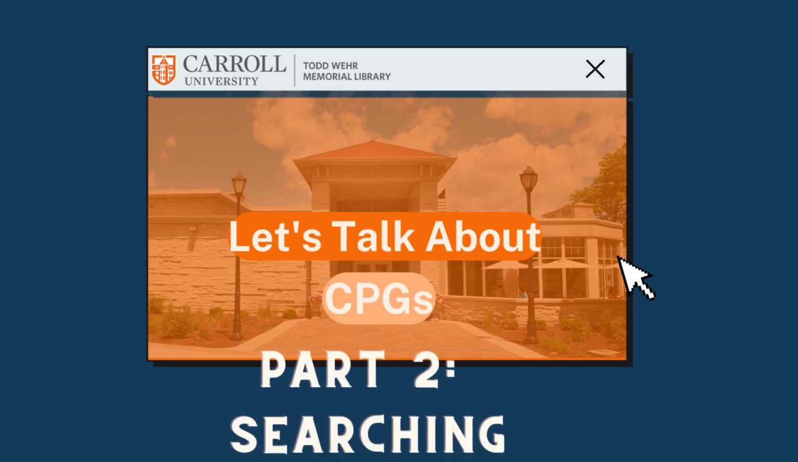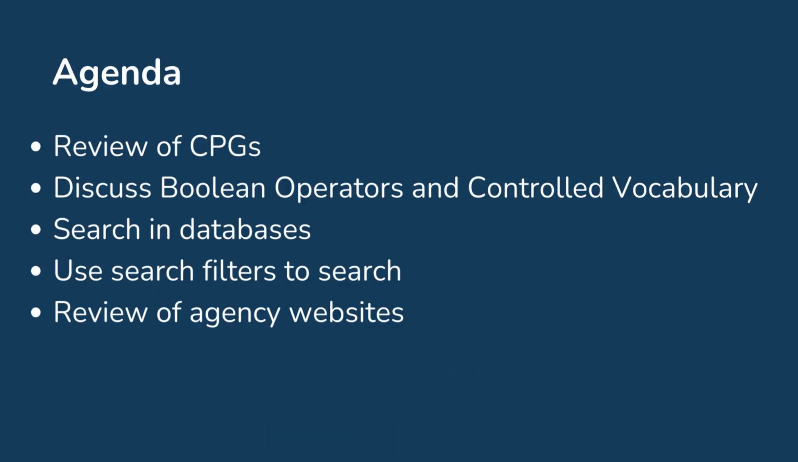Let's talk about clinical practice guidelines. The agenda for this video is as follows: a review of what clinical practice guidelines are and why they're helpful, a discussion of Boolean operators and controlled vocabulary and their role in creating search phrases, an example of a search in the databases PubMed, CINAHL, and Clinical Key, examples of when to use search filters, and a review of where to find CPGs on agency websites.